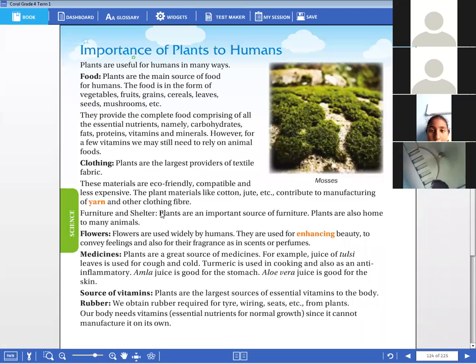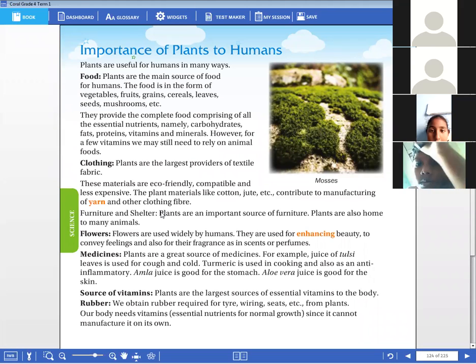Aloe vera juice is good for skin. Aloe vera is a plant. Now many people are growing it in their houses. That aloe vera plant's juice is good for skin. The skin will glow, children. This is how many plants are used for medicinal purposes.